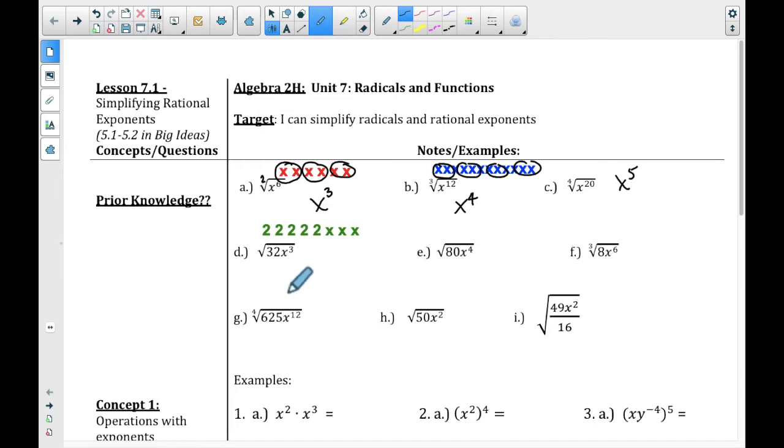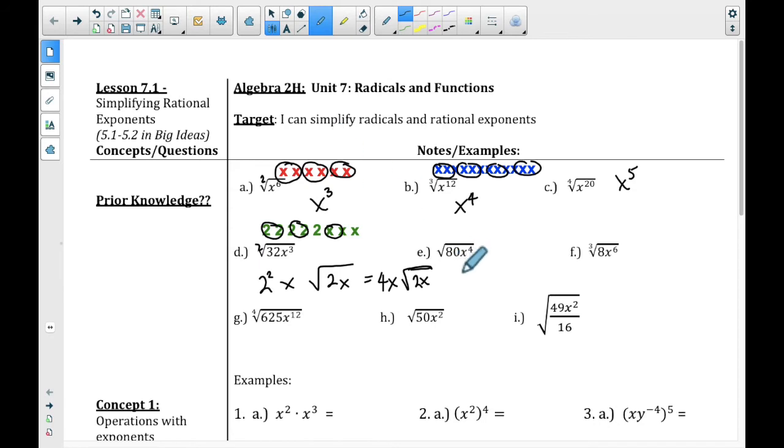You just have to consider them also. So 32 is 2 to the 5th. 1, 2, 3, 4, 5 of them. And remember, this is again second power, or second root. So we have 2 groups, that's 2 to the second, and we have another 2 that's left over, and so it has to stay inside. And with our x's, we have 1 group, and we have 1 inside. And so this simplifies to 4x times the square root of 2x. And I'm going to draw my line a little bit longer to make sure I cover that whole thing.